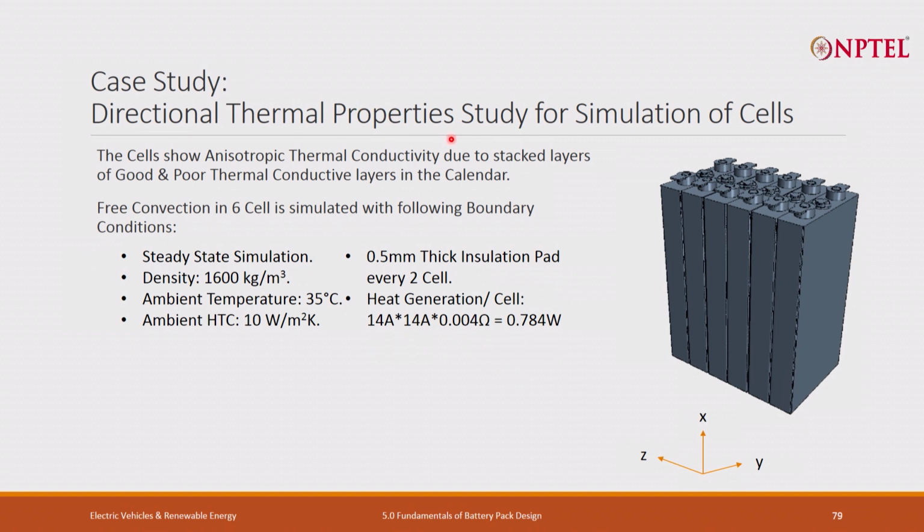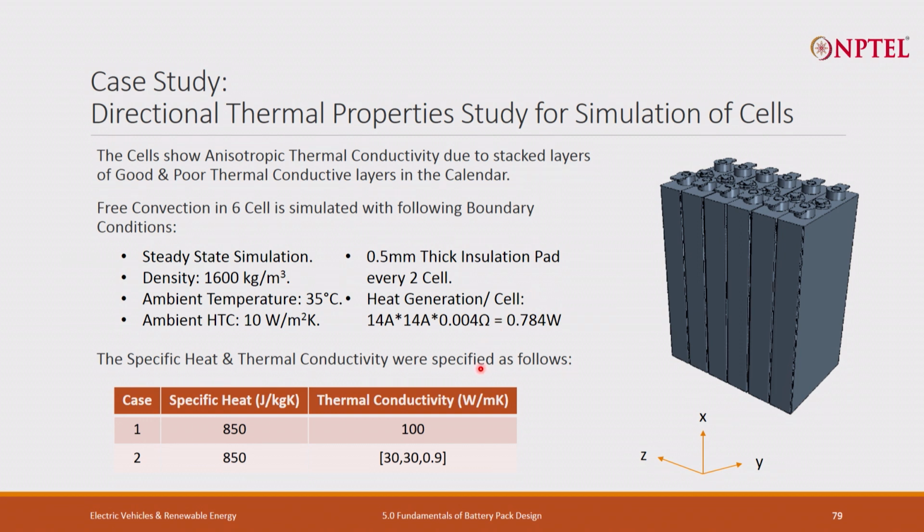1C discharge rate, impedance of the cell is 4 milliohm for this particular simulation. So 14 ampere, 14 ampere square into R, and per cell heat generation is 0.784 watt. Now two conditions. In the first condition, the thermal conductivity is 100 watt per meter K in all the directions, and in the second case it is 30, 30 and 0.9. The specific heat is the same.